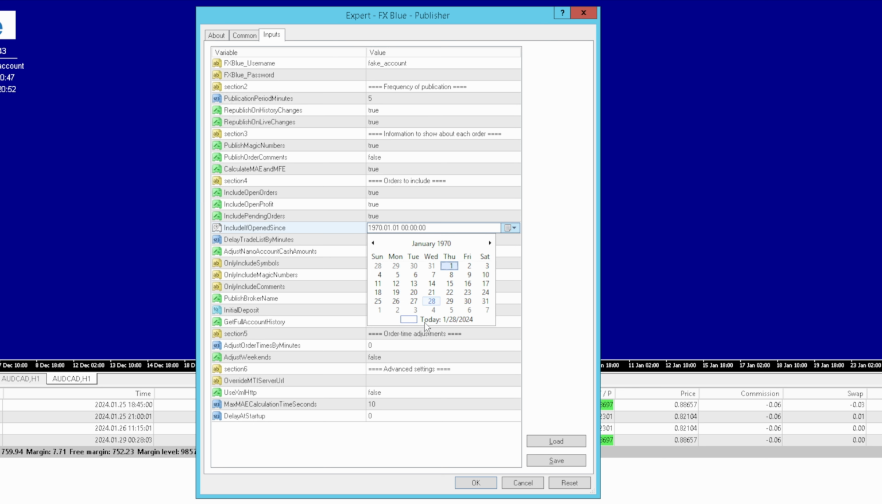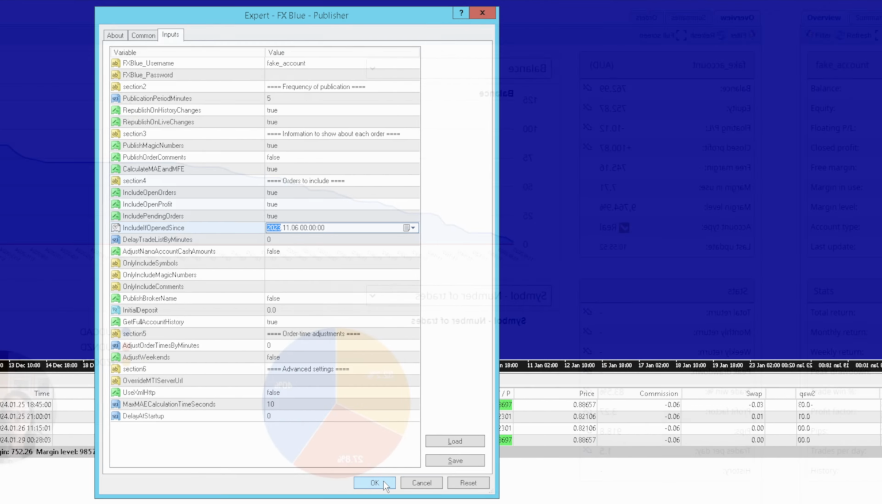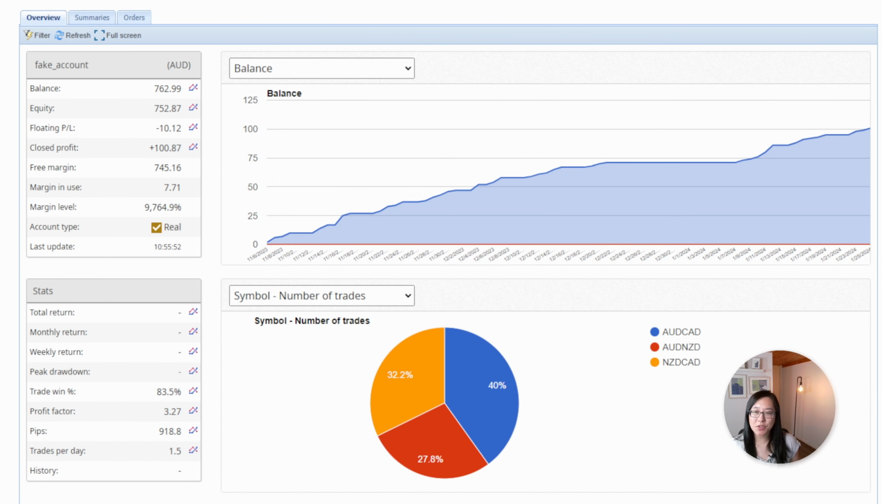And today is the 28th of January 2024. I want to change it to right after the big drawdown. So November the 6th, and hit OK. Look at that beautiful, beautiful graph. Absolutely no drawdowns at all.